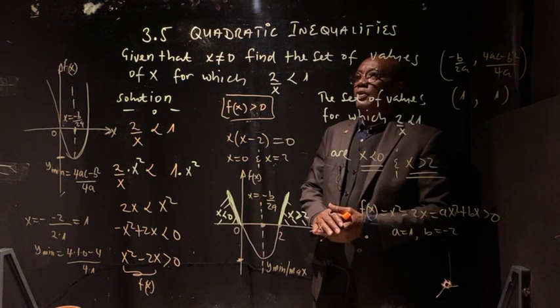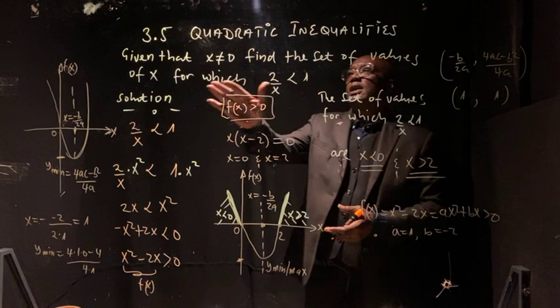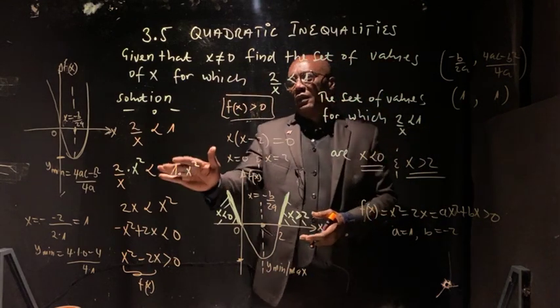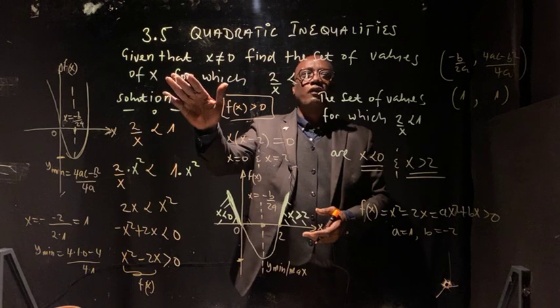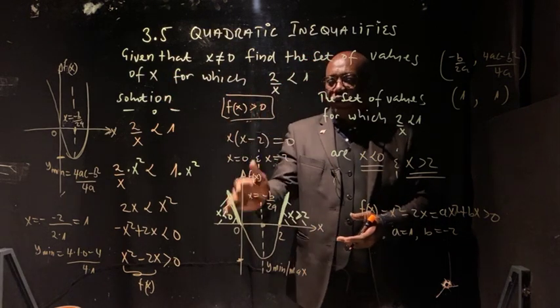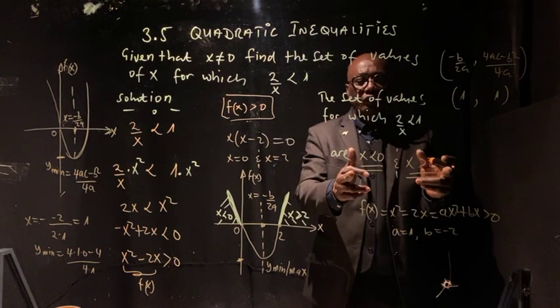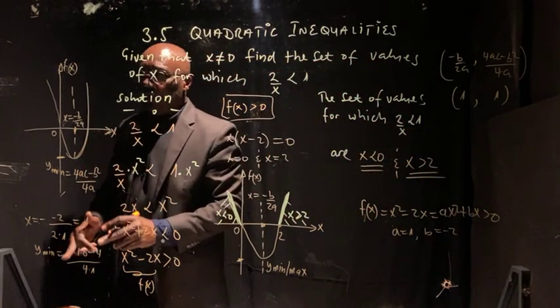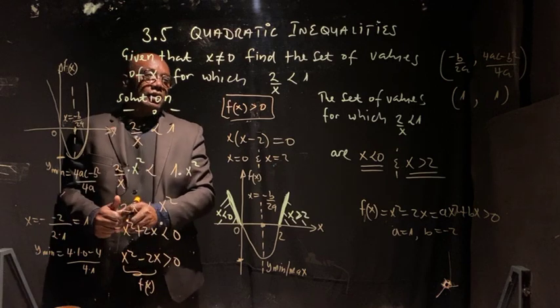But the whole point of this question is that we are just to find the set of values of x for which 2 over x is less than 1, which we came to this conclusion. All these that we added are bonus.